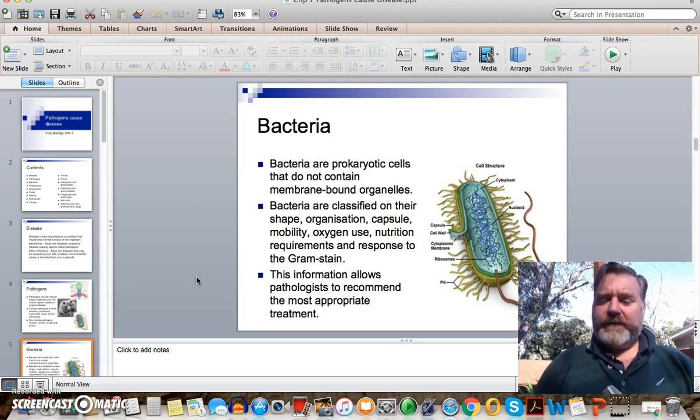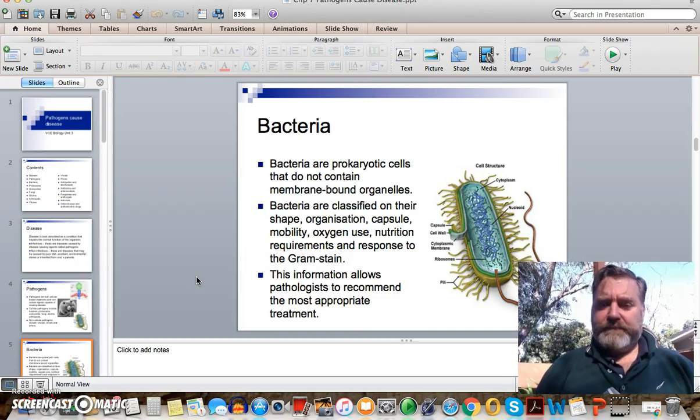They also organise themselves differently. Some are solo in their life form, so just single or small groups of cells. Others form huge colonies, and others form multicellular colonies of different bacteria and fungi. Some have capsules. Some, like the one in the picture here, have a lovely long flagella as well as cilia around the outside, so it's quite mobile. Some aren't mobile at all. Some work best in anaerobic situations, some in aerobic, and they have different nutritional requirements as well. So all these things allow us to work out what bacteria we've got, and we can then treat that.